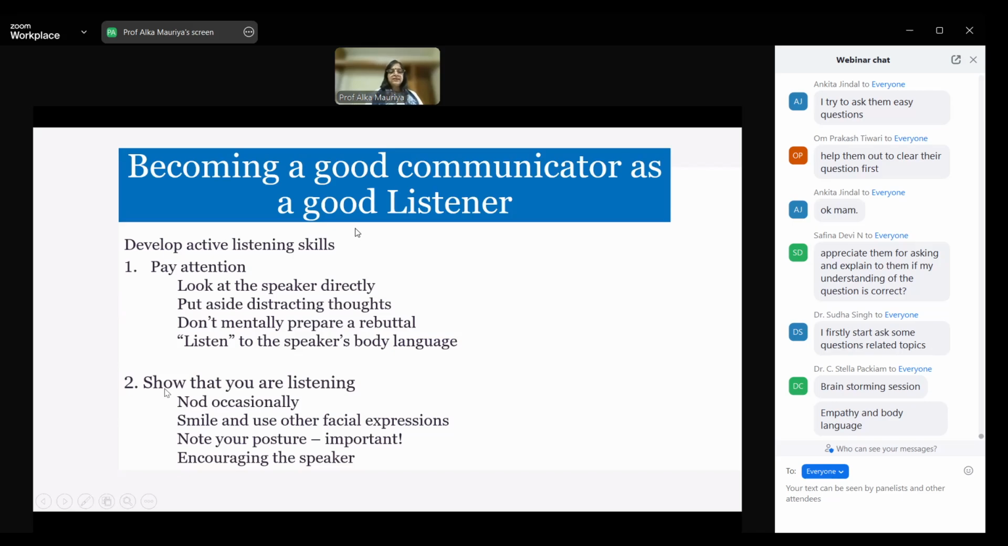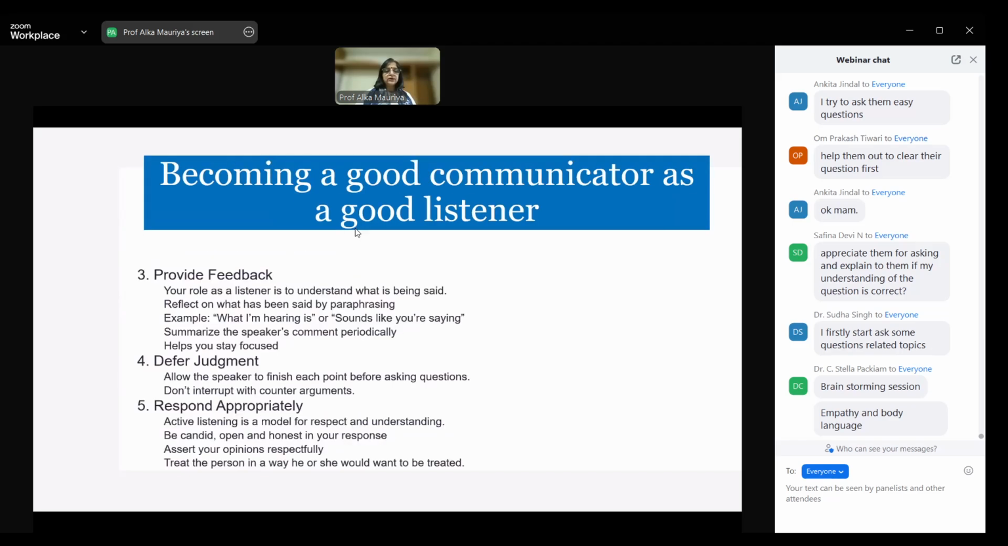To show that we are listening, we always nod occasionally, we smile and use other facial expressions. Our posture also is very important because then it helps or encourages the speaker to engage more with the audience and to carry on with his or her thoughts. Provide feedback.